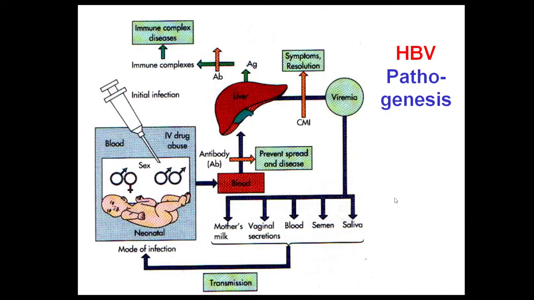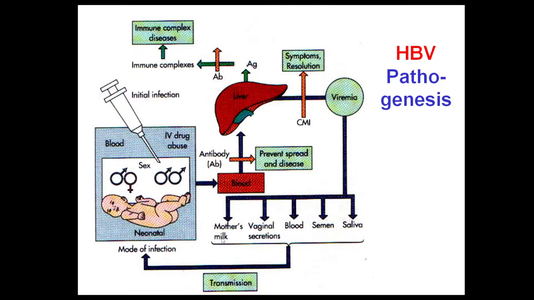A few words about the pathogenesis of hepatitis B virus infection. You can see here that the transmission may occur through a lot of routes, with mother's milk, vaginal secretion, blood, semen, saliva, because in all those fluids the hepatitis virus particles, DNA particles, can be found.